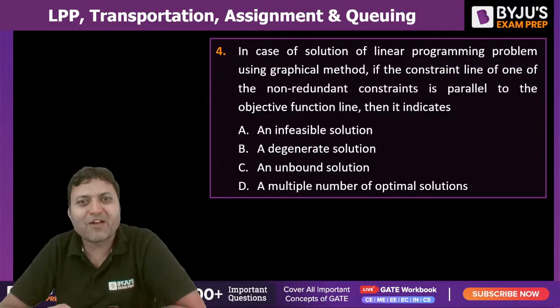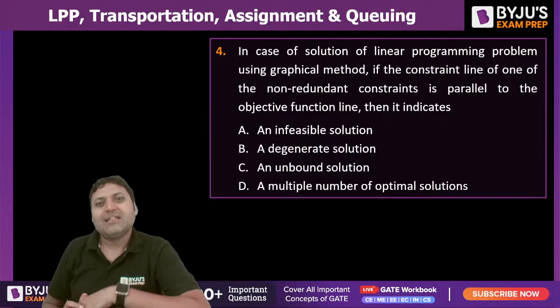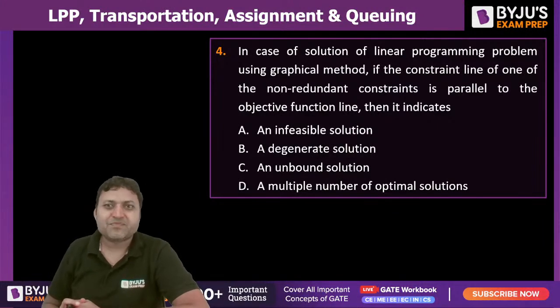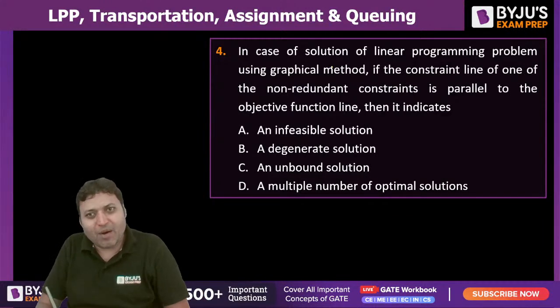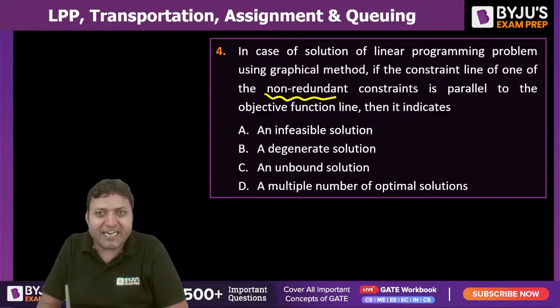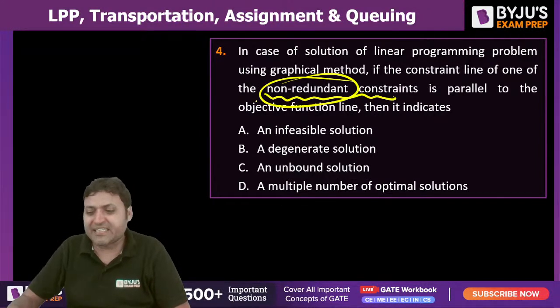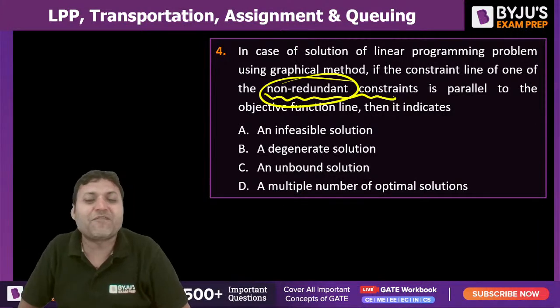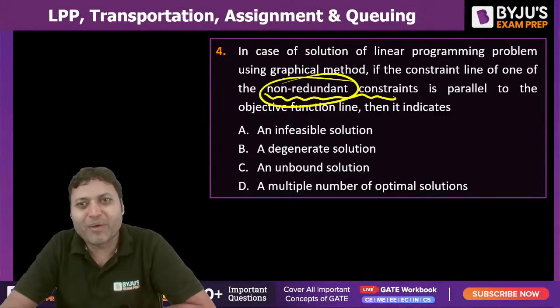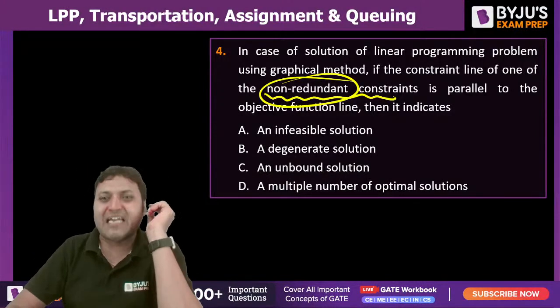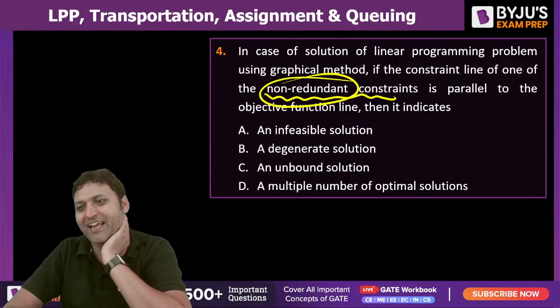What about question number 4? There are different types of solution in LPP: infeasible solution, degenerate, unbounded, unique solution, multiple or alternate solution. When we talk about the graphical method, if the constraint line of one of the non-redundant constraints, which is part of the feasible region or the common region, is parallel to the objective function line, what does it indicate? What is the correct answer?